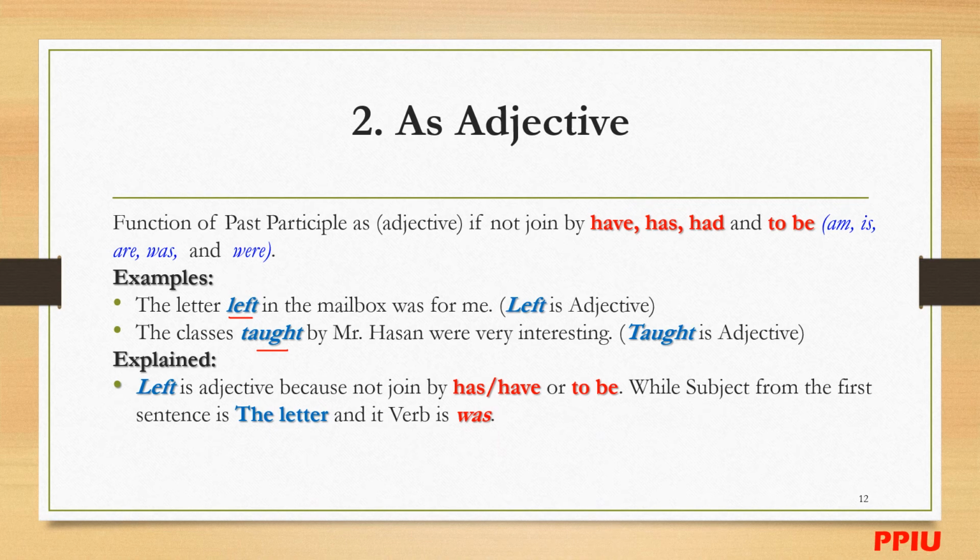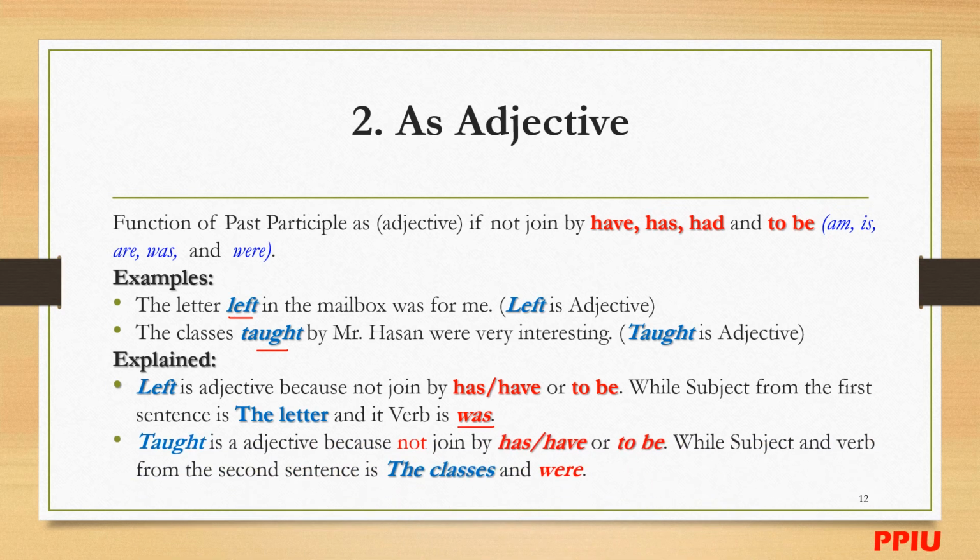"Left" is an adjective because it is not joined by have, has, or to be, while the subject in the first sentence is "the letter" and its verb is "was". Verb to be is "was". "Touched" is an adjective because it is not joined by has, have, or to be, while the subject and verb in the second sentence are "the classes" and "were". So this is the reason it acts as an adjective.